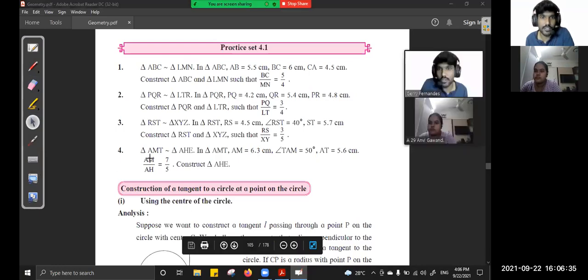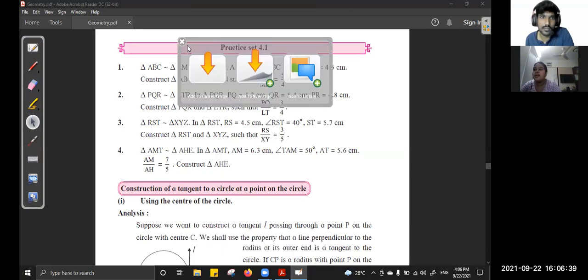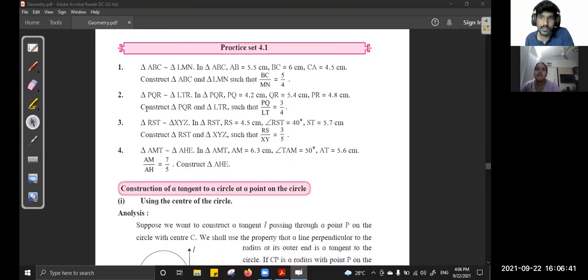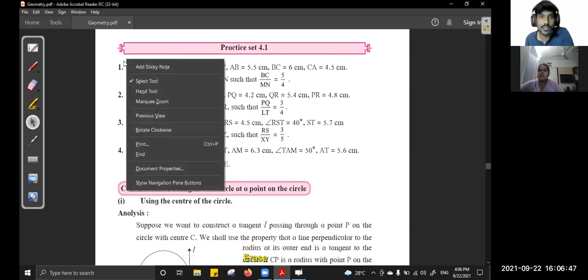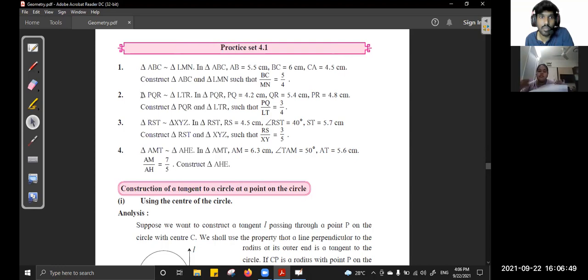Fourth sum was remaining. We just do this. And one more, the second sum, can you tell how? I don't know. Which second? Which second one? Second one in practice set 4.1.